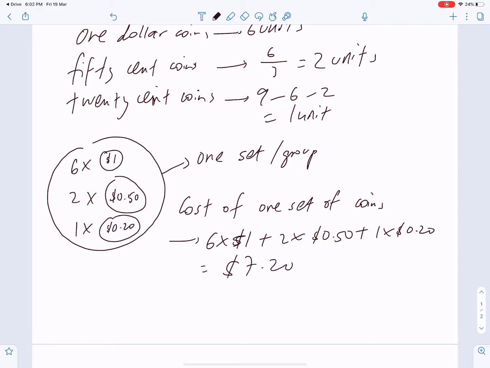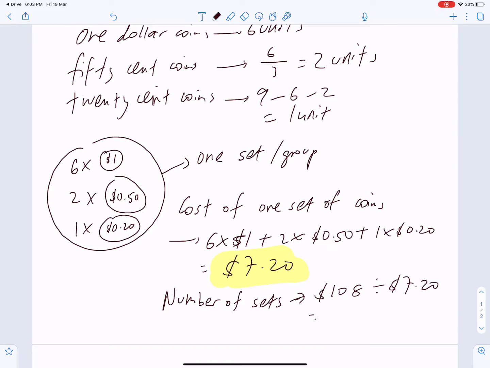This is one set. Again I repeat, of course, he does not just have $7.20. He has many of these sets. The next thing to do is to find the number of sets. For this, we take the total amount and divide by the value of each set. Let's do that. 108 divided by 7.20, 15 sets.